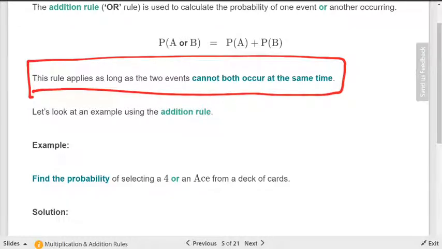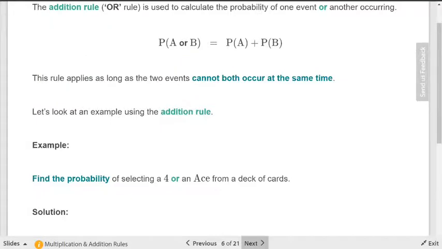But what if it said I want a 4 or a black card? Can a 4 be a black card? Yes, twice. Then we're going to have to take out part of the probability. We'll learn how to deal with that. So you've got to make sure that they can't both occur at the same time. Otherwise, it involves another step. Imagine that. Complicates matters a little bit.